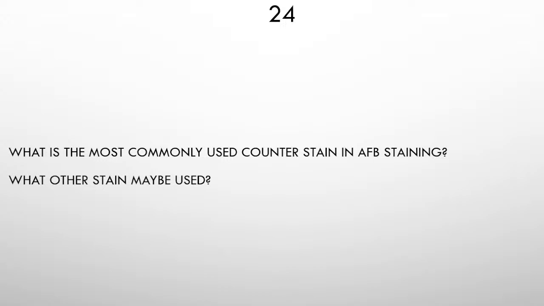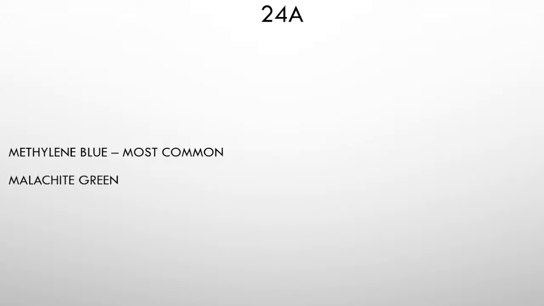All right. So what is the most commonly used counterstain for AFB? Now, it depends on the manufacturer or the method that you're using, but there are only two counterstains that you can use. It's either methylene blue or malachite green. But most manufacturers will give us methylene blue. Why? Because malachite green is usually sold in European countries. Well, most of the providers are from America and sometimes even China. So malachite green is commonly seen in European countries.